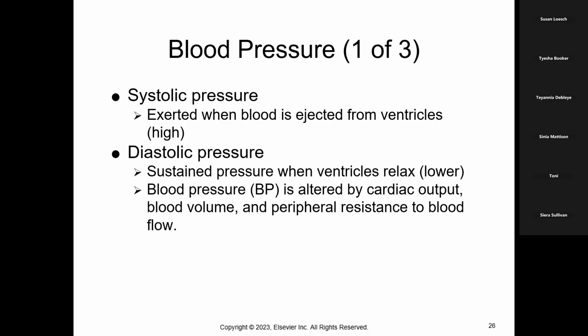Blood pressure can be altered by cardiac output and by peripheral resistance. And then you have pulse pressure, which is the difference between the diastolic and the systolic. So we take the systolic and we put the diastolic under it and we subtract. And that is your pulse pressure. It's usually around 30 to 40.